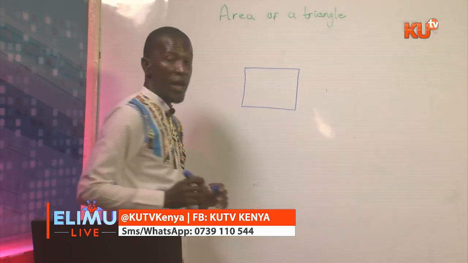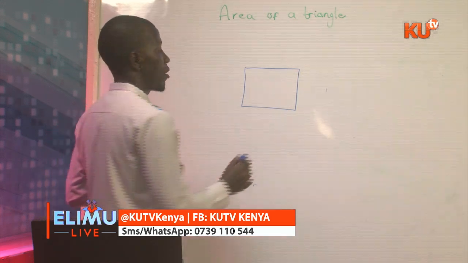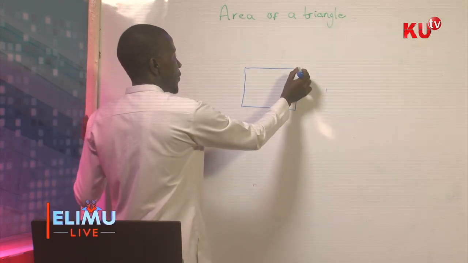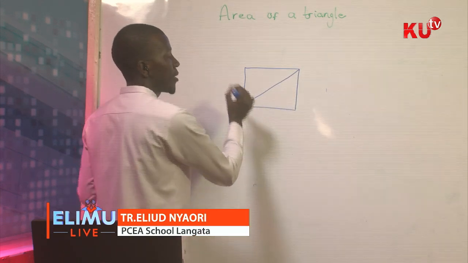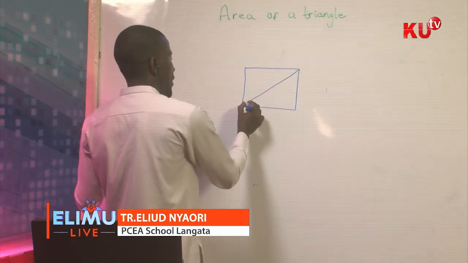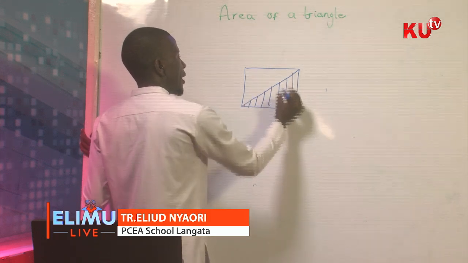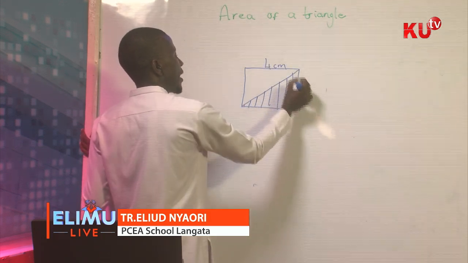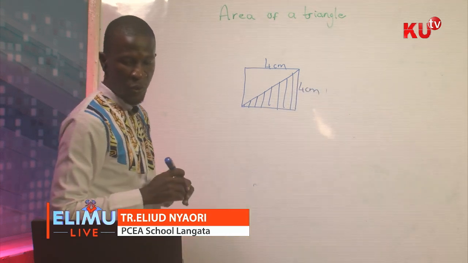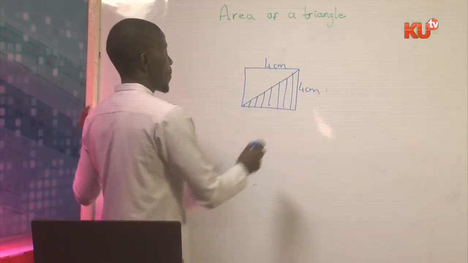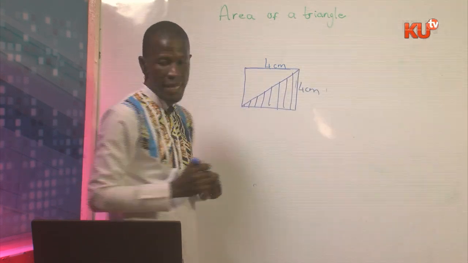When we talk of a square, all sides are always equal. So this square has been divided into 2 equal parts diagonally, where the shaded part is this side, and this is 4 centimeters. This one is also 4 centimeters. So we know it is a square because this side is the same as this side.